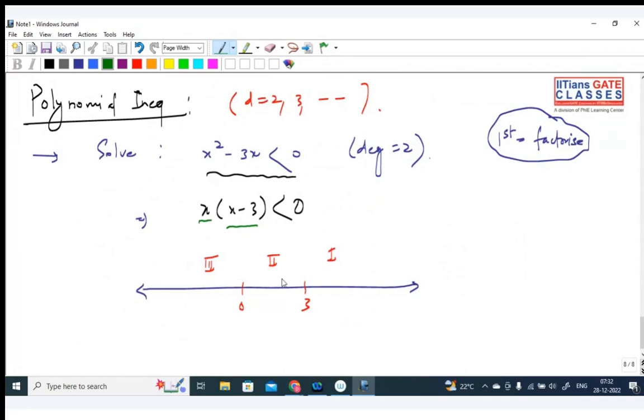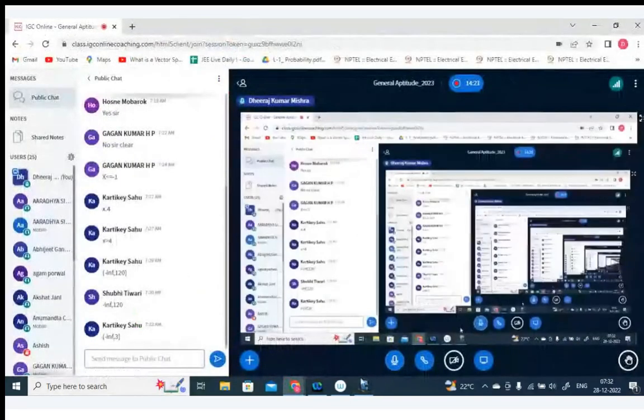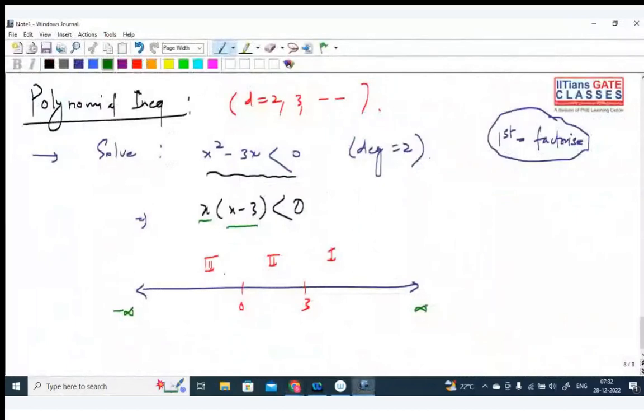So this is from minus infinity to infinity. I will tell you one technique, that technique is very, very important. But for the matter of understanding, just apply your mind. So here, if x is greater than 3, this is going to be positive and the entire expression is positive, and that inequality is wrong, right? If x equal to 0, this is basically 0 only, right? So my x should lie between 0 and 3.